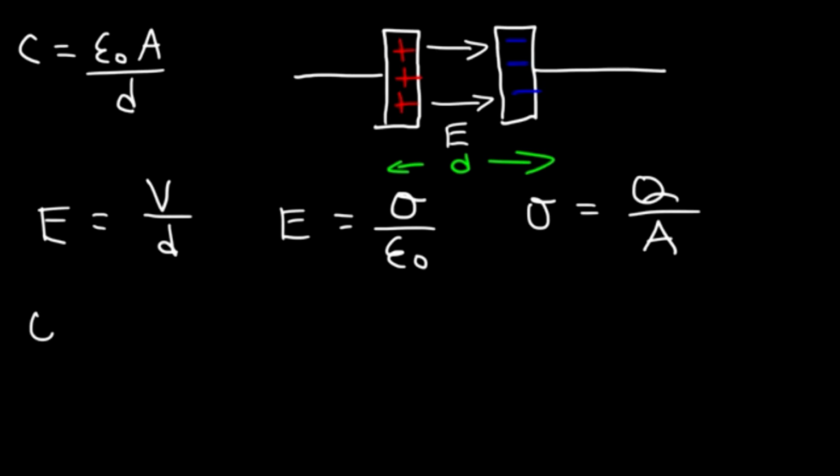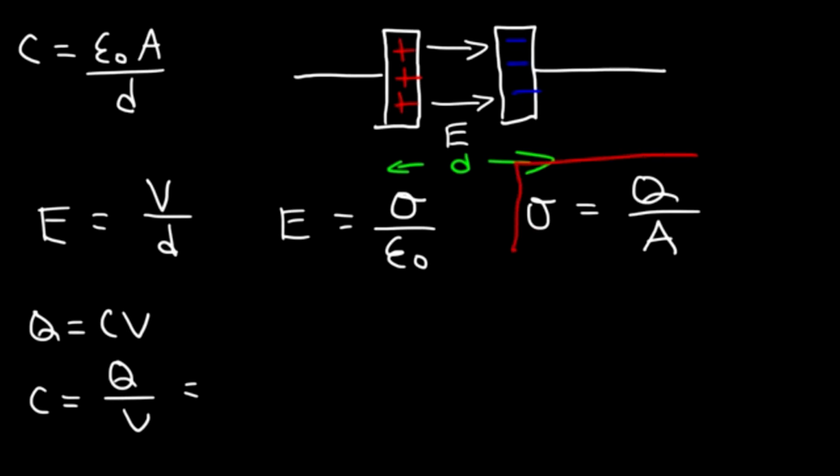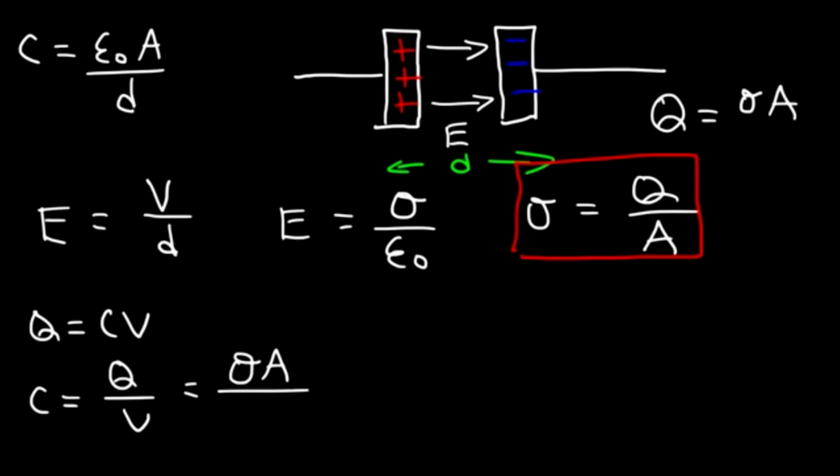So starting with the equation Q equals CV, our goal is to solve for C. So C is Q divided by V. Rearranging, Q is equal to the surface charge density sigma times the area. So let's replace Q with sigma times A. Now, if we solve for voltage, voltage is equal to the electric field times the separation distance, so it's E times d.